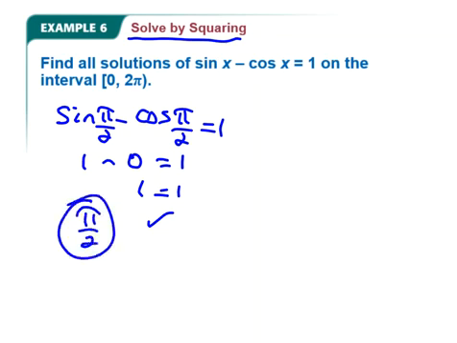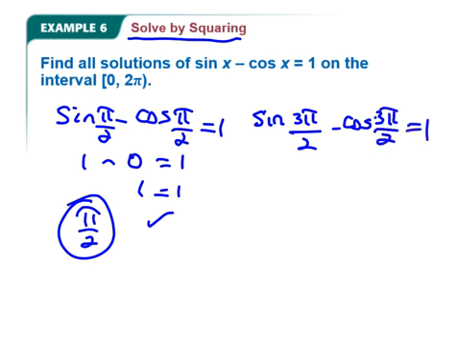Okay? Now we're going to check 3 pi over 2. Sine of 3 pi over 2 minus cosine 3 pi over 2 equals 1. Well, the sine at 3 pi over 2 is negative 1. The cosine at 3 pi over 2 is 0. And negative 1 does not equal 1. So 3 pi over 2 is not a solution. And then our last one to check is pi.